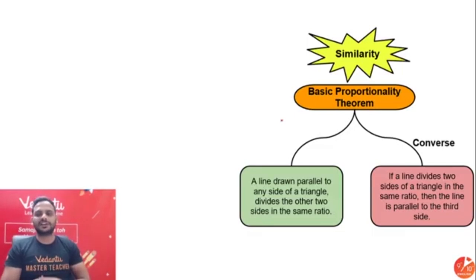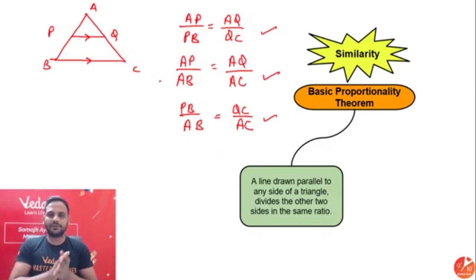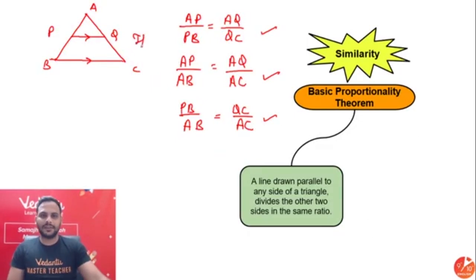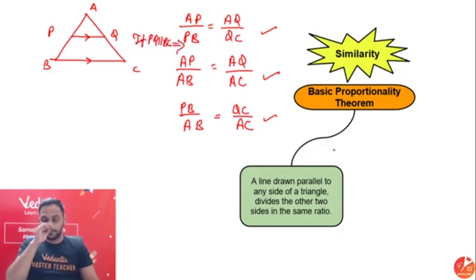Then there exists the converse of it as well. Converse, what does it say? See, in the converse, what happens is, here I am saying if PQ is parallel to BC, all these ratios are going to be equal.